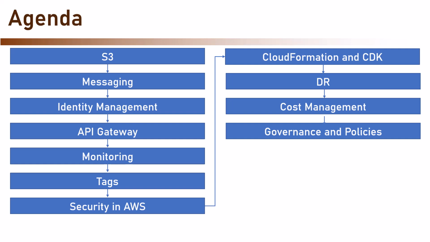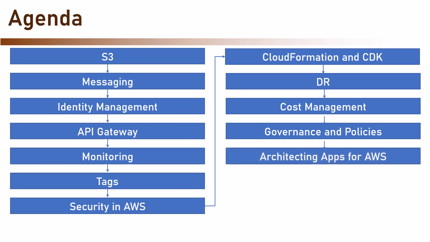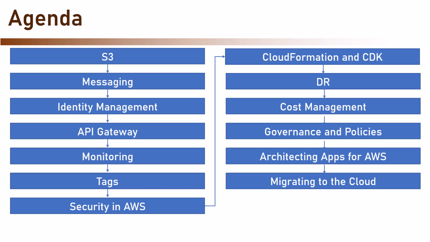And next, we will learn about governance and policies, enabling us to define constraints on our cloud environment so that other users will not deploy unneeded resources or exceed our budget. And after that, we will go through the process of architecting apps for AWS. We will learn what are the steps we need to take and what resources we can use. A lot of organizations are interested in migrating to the cloud, and it's extremely important to do it right. And that will be the topic of this section.